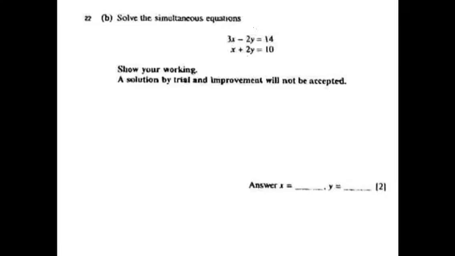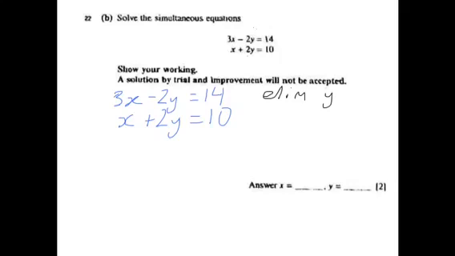Okay, so let me just write down the two equations again. So I've got 3x minus 2y equals 14, and then x plus 2y equals 10. Okay, so I'll just write down what we're going to do here. We're going to eliminate y by adding. Apologies again for the handwriting. So we're going to eliminate the y terms by adding the two equations together. Okay, so we'll do that now.